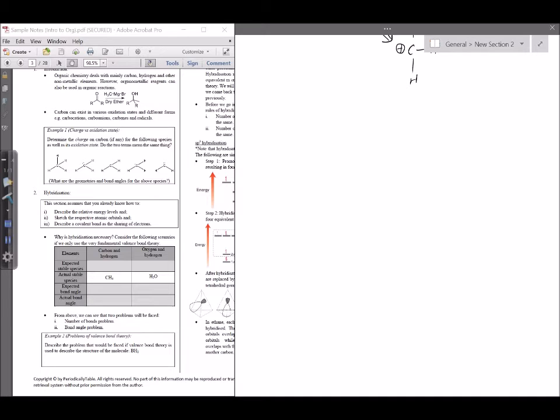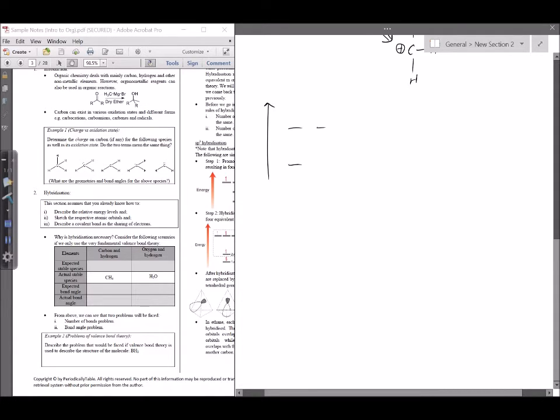So this section already assumes you already know how to describe the relative energy levels. So for example, you have an element, you should be able to tell me, right, how the electrons are arranged, as well as sketch the respective atomic orbitals.